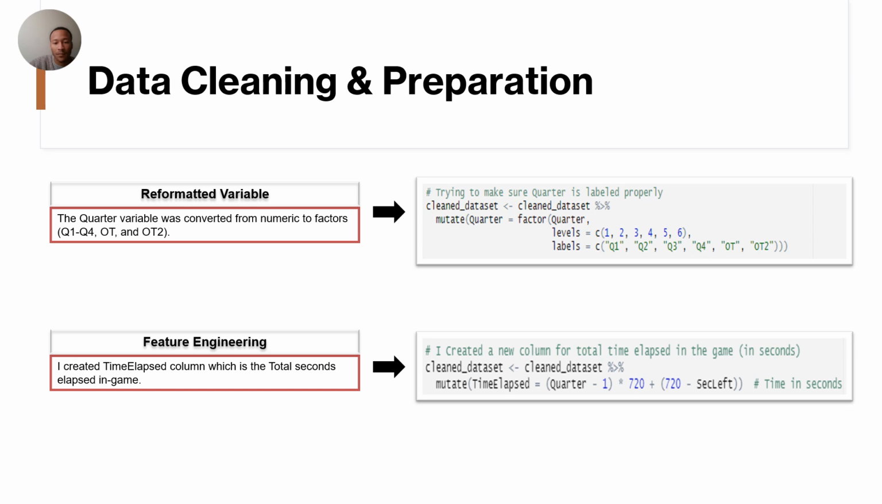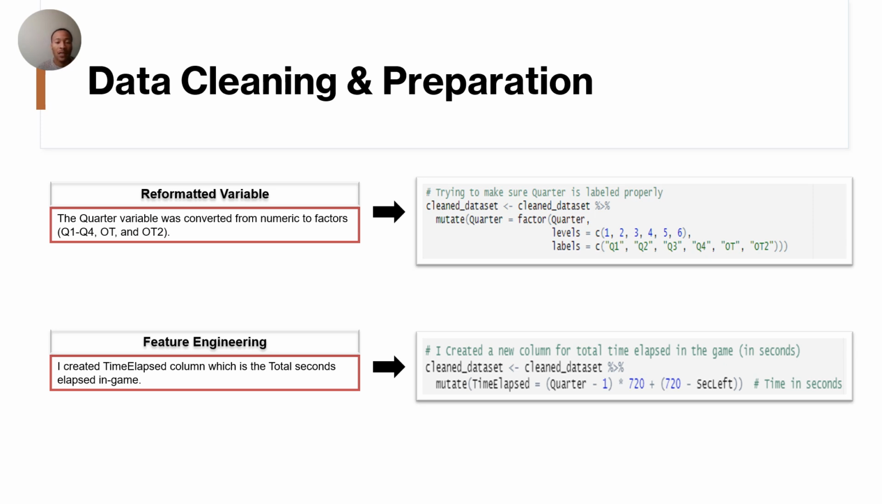So as far as data cleaning goes, I reformatted the quarter variable, and I changed the type from numeric to factors, and I did that by using the pipe operator, mutate, and then changing the quarter column type from numeric to factors, so that way it can be divided up into quarters, so quarter one through quarter four, and include overtime and overtime two.